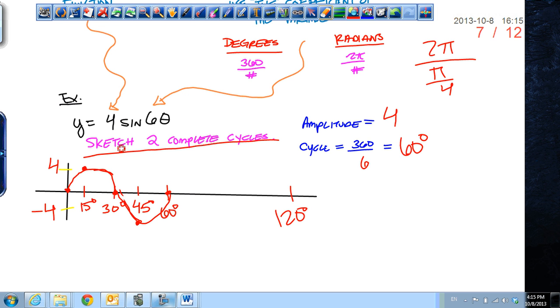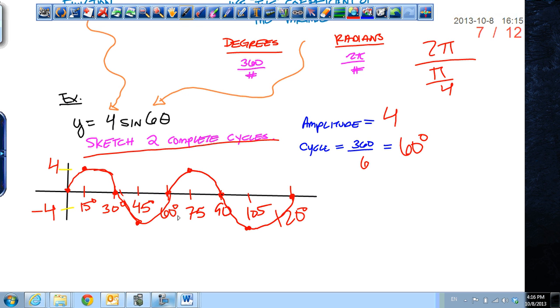So now if I want to get my other cycle, I do the same thing. I'm going to go up by 15 degrees. And it's going to look exactly the same. And you learned this from yesterday, hopefully. Boom. And that's pretty much it.